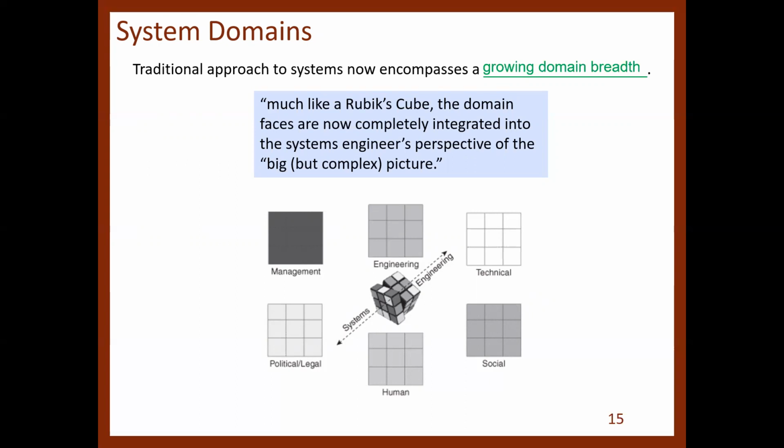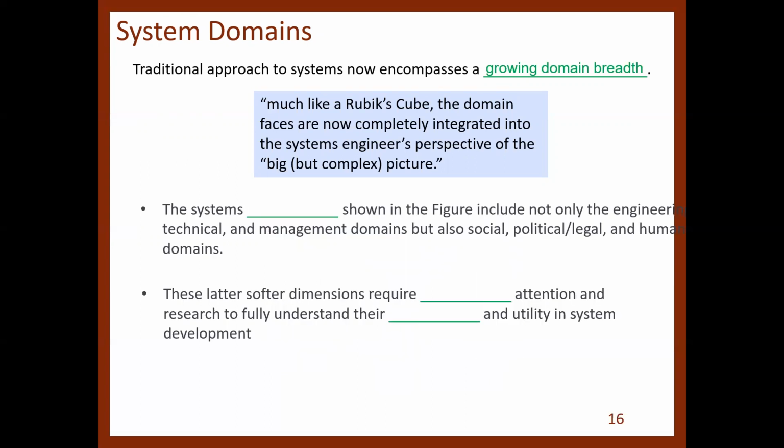As we move in one direction, we are moving in the direction of systems. As we move in the other direction, which is more technical, we are moving in the engineering perspective. The system domain phases shown in the figure include not only the engineering, technical, and management domains, but also social, political, legal, and human domains. These later, softer dimensions require additional attention and research to fully understand their impact and utility in system development.